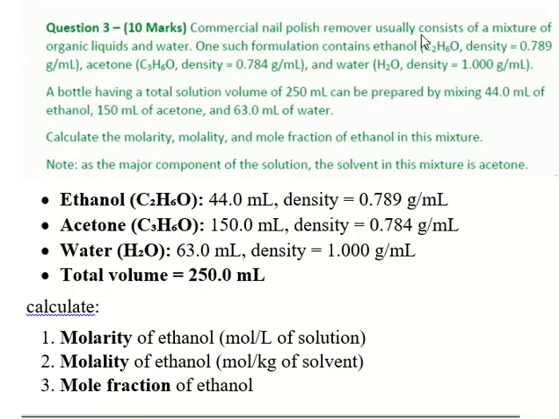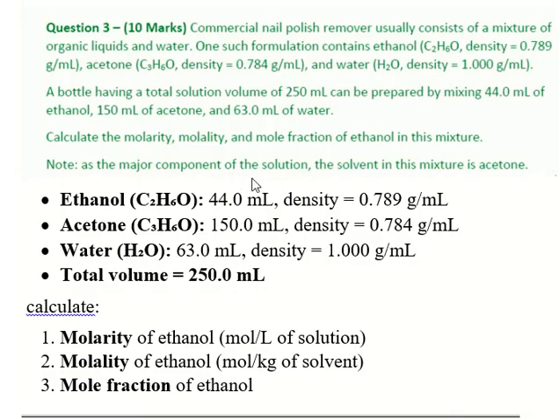Commercial nail polish remover usually consists of a mixture of organic liquids and water. One such formulation contains ethanol, acetone, and water. A bottle having a total solution volume of 250 ml can be prepared by mixing 44 ml of ethanol, 150 ml of acetone, and 63 ml of water. Calculate the molarity and mole fraction of ethanol in this mixture.